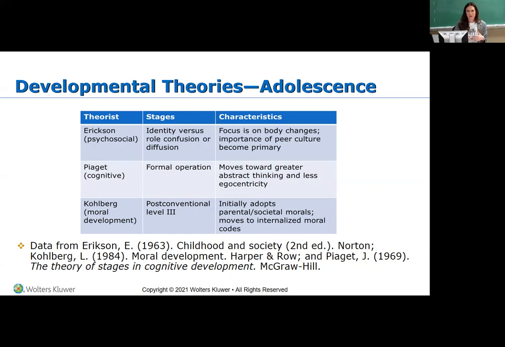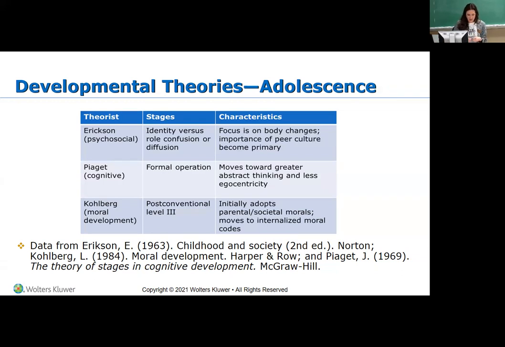So as parents who have had our children in their teenage and adolescent years, we need to not feel so upset about our adolescents choosing their friends over their family during that time, because it is pretty primary that they have that peer support. With Piaget, his stage is called formal operation.